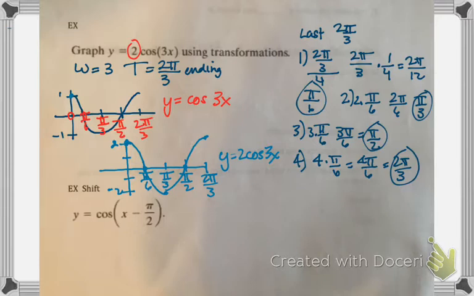All right, for the last one, we're going to show a shift. Y equals cosine of x minus pi over 2. I don't have anything going on but a shift. And I know that I'm going to have to shift my graph pi over 2 units to the left, or to the right, excuse me. It's going to be to the right.